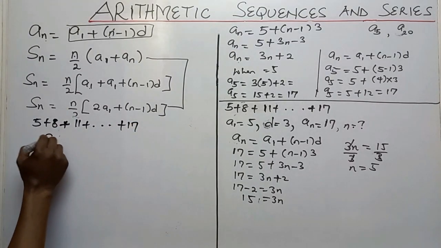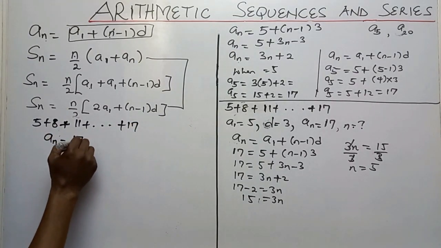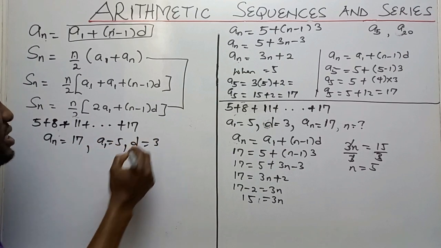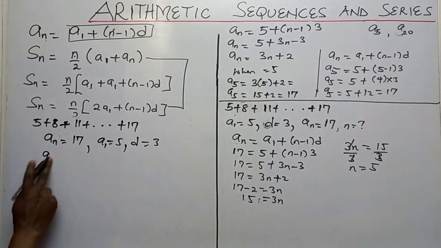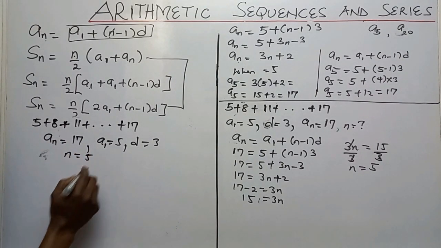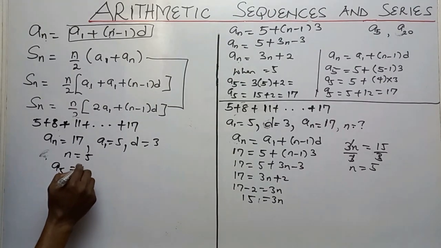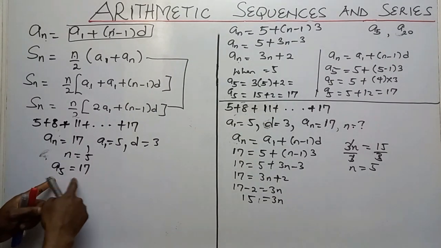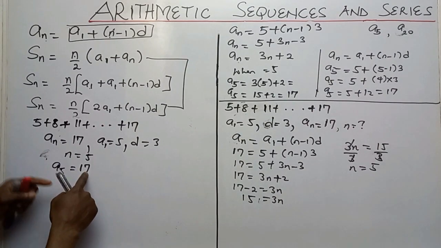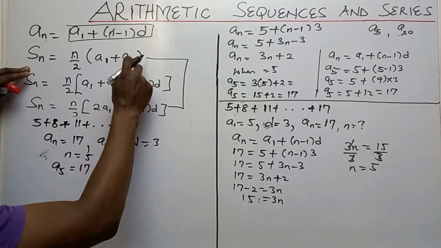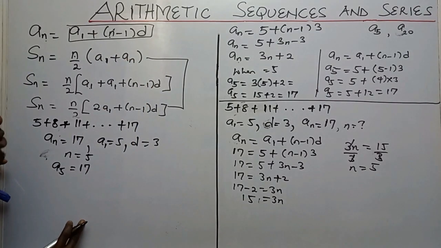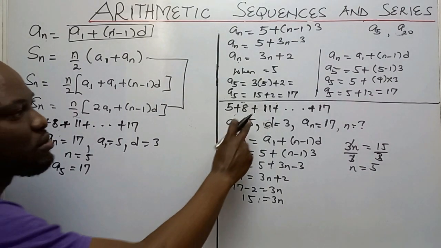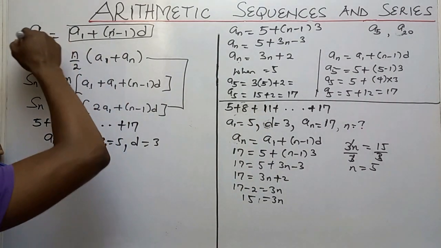So we know that our a sub n, which is 17, a sub 1 is 5, our common difference is 3. But here we already know that our n is 5. So that shows that a sub 5 is 17 already. Now, because I know that a sub 5 is 17, I will go to this formula. I can use this because the question says I should find the sum of the first 5 terms.